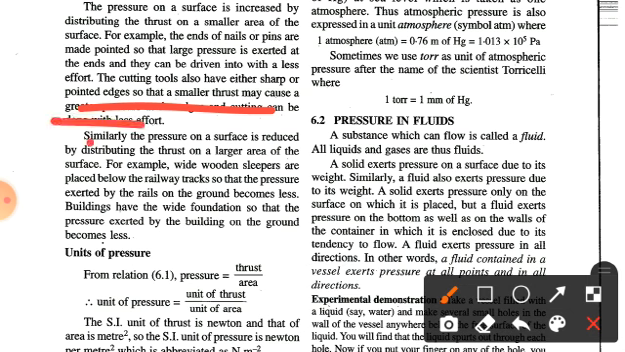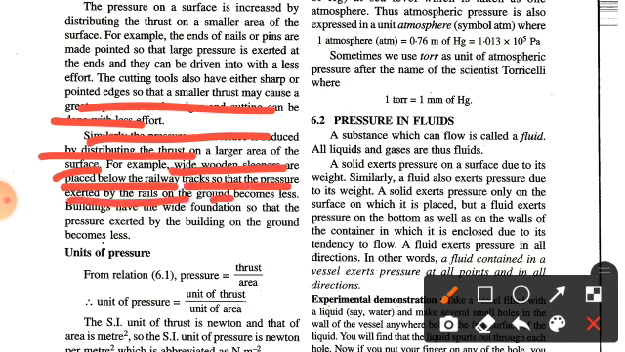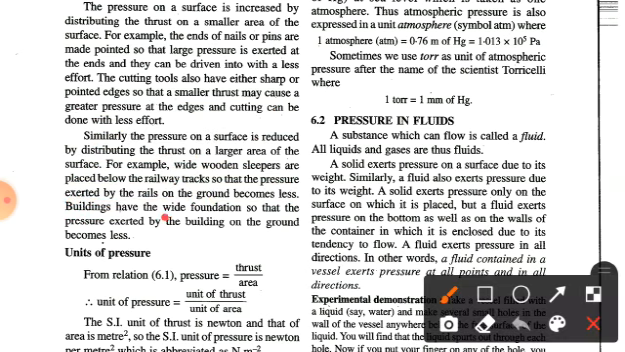So similarly, the pressure on a surface is reduced by distributing the thrust on a larger area of the surface. So for example, wide wooden sleepers are placed below the railway track so that the pressure exerted by the rails on the ground becomes less. Buildings have a wide foundation so that the pressure exerted by the building on the ground becomes less.